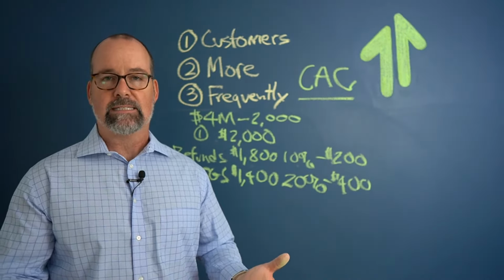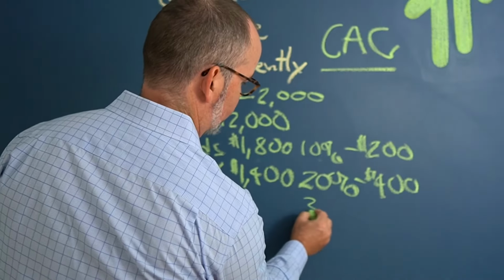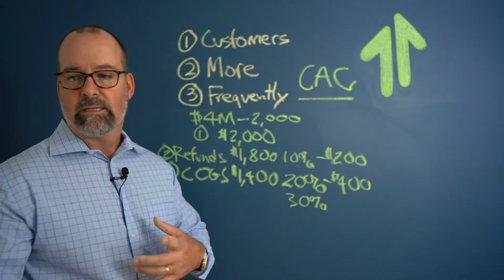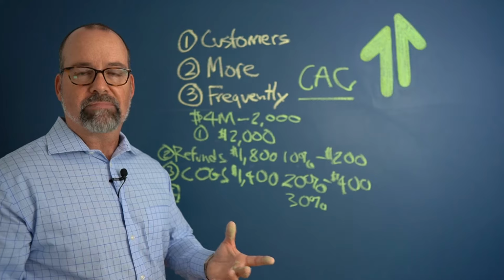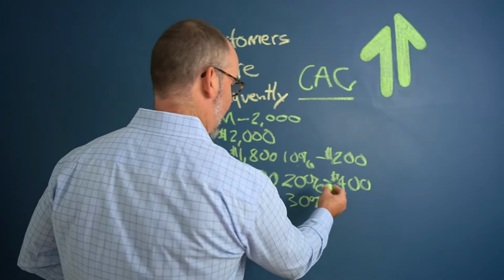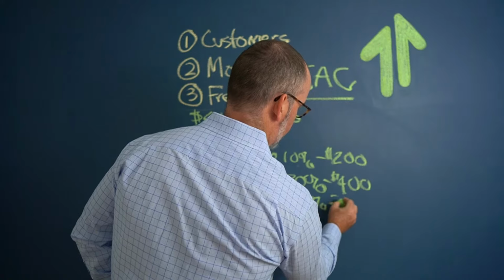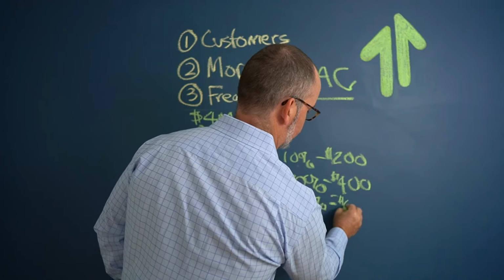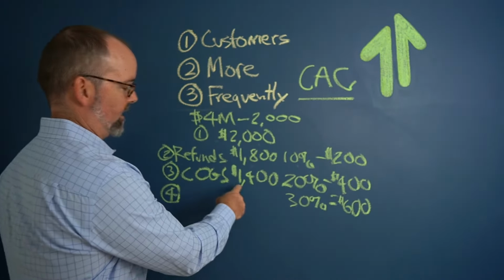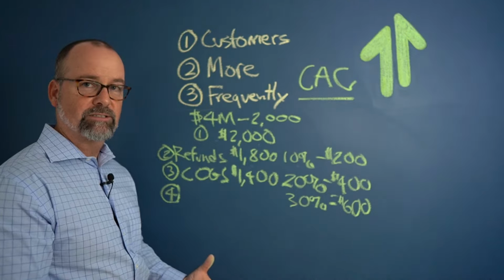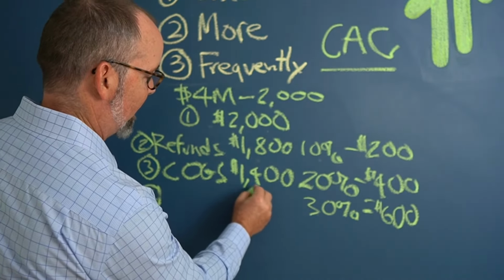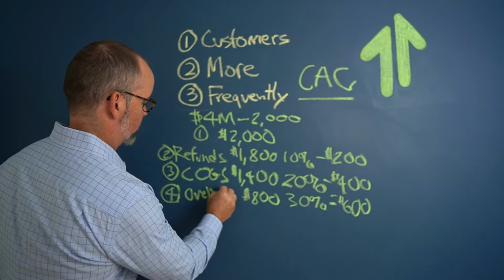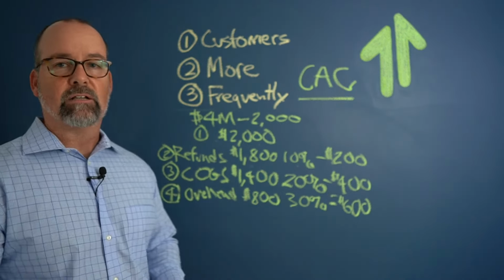So in that case, let's take out 30%. This is a little bit higher than cost of goods sold. These might be flip-flopped in your business, but I think as a general rule, that's a reasonable overhead. So that figure here is now 30% of 2,000, which is $600. And then we subtract that from our $1,400. 1,400 minus 600 equals $800. That is our overhead. Now you've got $800 left.